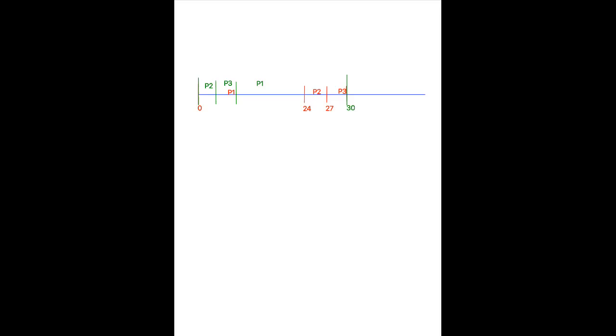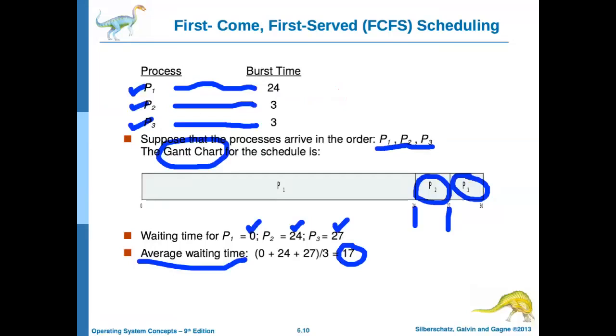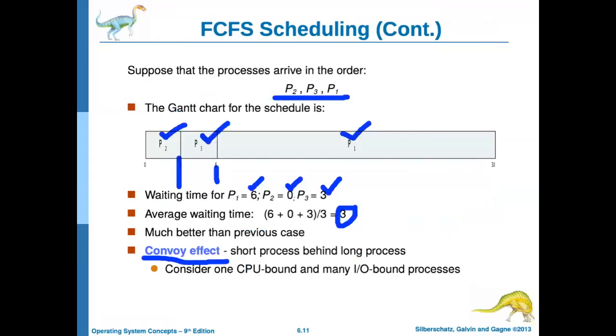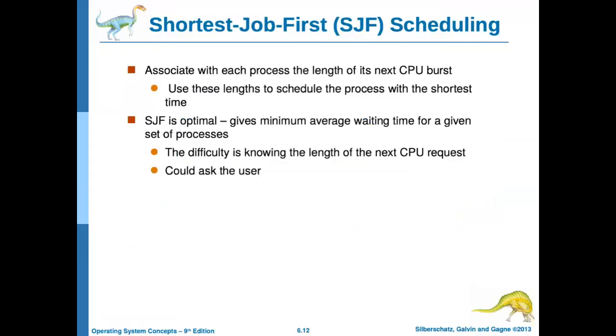Whereas if P2, P3, P1 is selected, P1's waiting time is 6, that is the highest one, just 6. P3 is just 3, 6 plus 3, 9. P2 is not waiting at all. So 9 divided by 3, that gives me 3. So that is the effect on average waiting time, right? And considering this fact, where we want to take the smaller processes first, another algorithm is suggested, just because of that convoy effect.